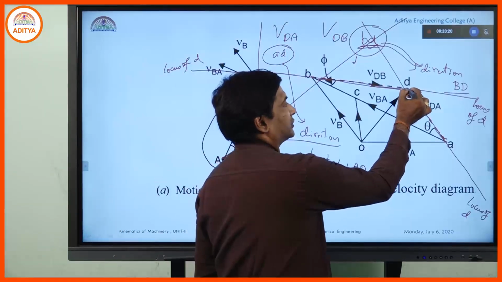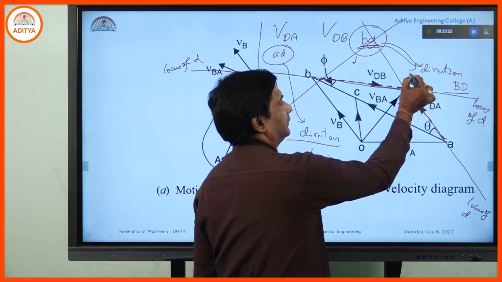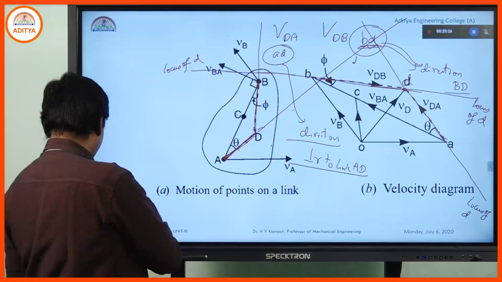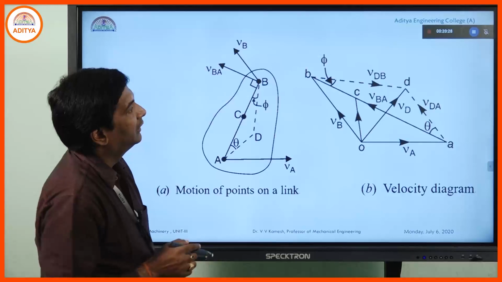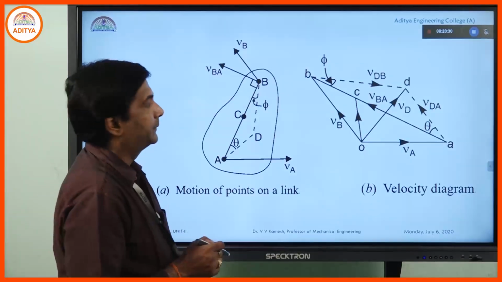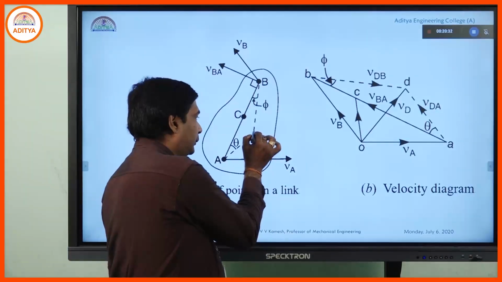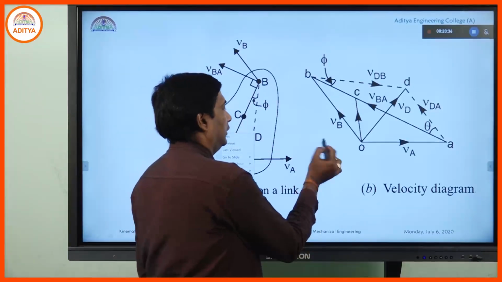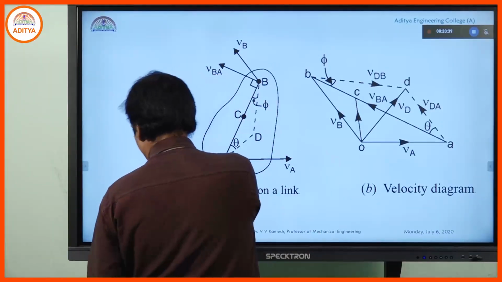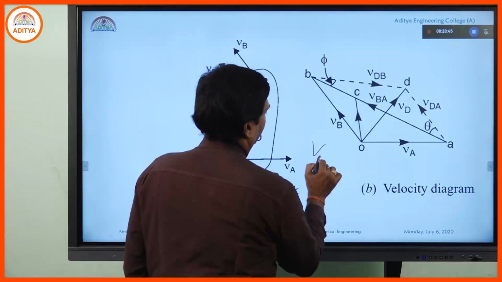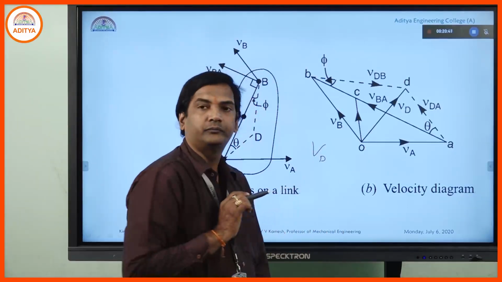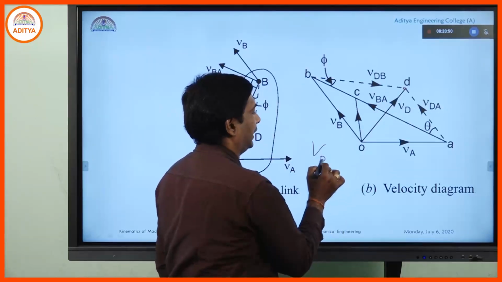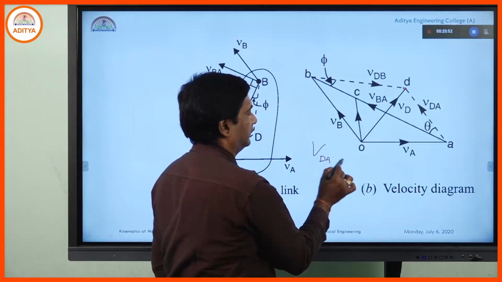So there is an intersection. Now this will become point D. After identifying this point, what do we need to get? Now this point D is located on the diagram. Now I can get all the velocities. Velocity of D is identified. D is already joined with A.